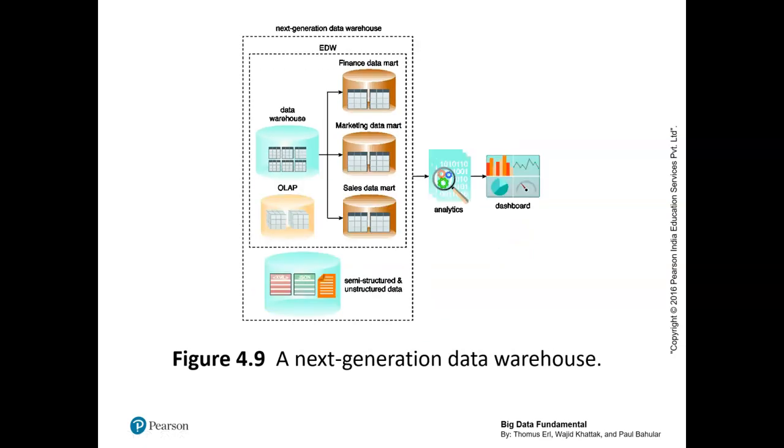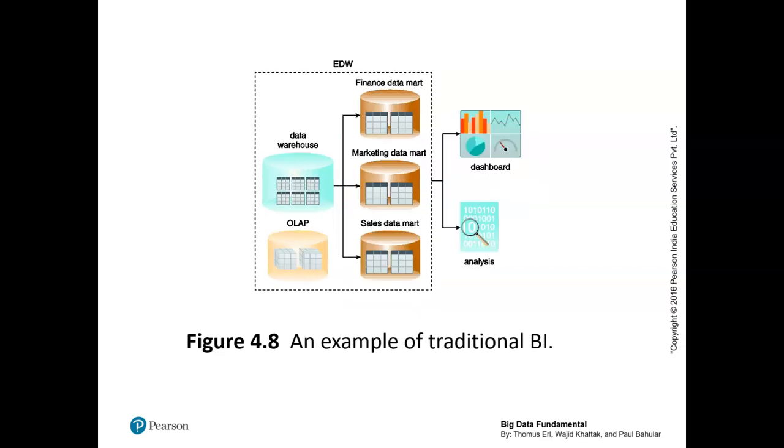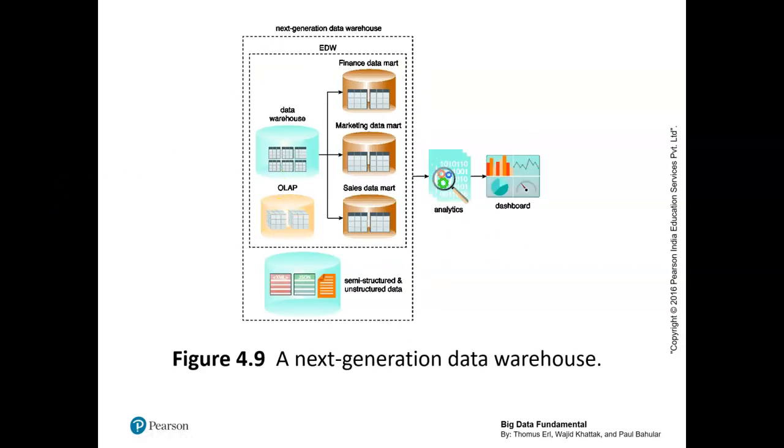In this figure 4.9, there is a next generation data warehouse that needs to be constructed. The difference between figure 4.8 and figure 4.9 is the use of semi-structured and unstructured data. So nowadays, because of social media, big data, and sensor data, we have semi-structured data in the shape of XML and JSON, and we have unstructured data in the shape of comments on social media, images, videos, and audios. So these are different unstructured data.